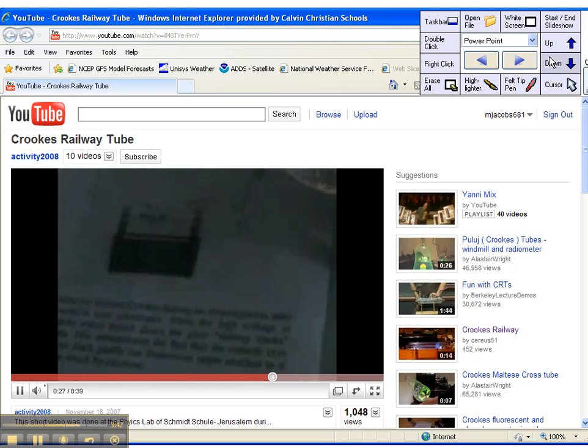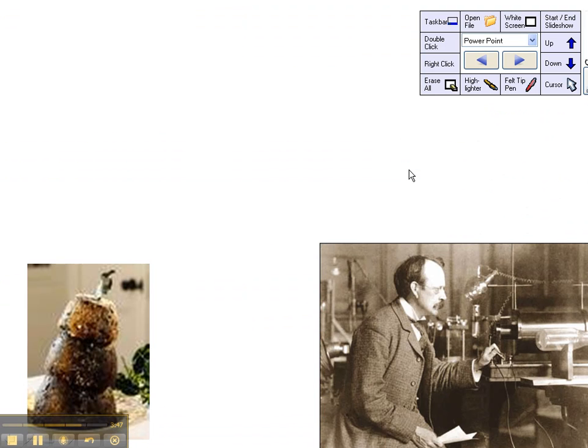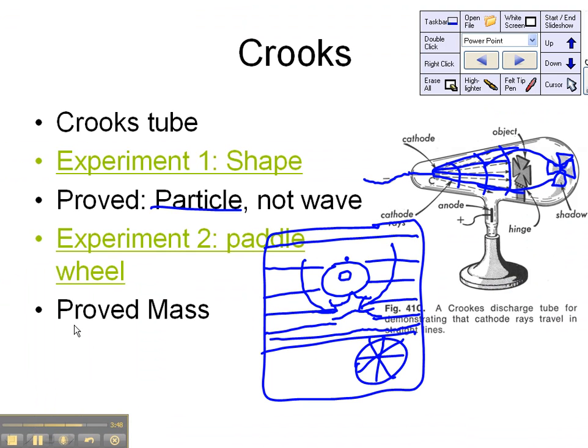So that means that whatever this stuff was, it proved that it had mass. So the paddle wheel experiment proved that it had mass.